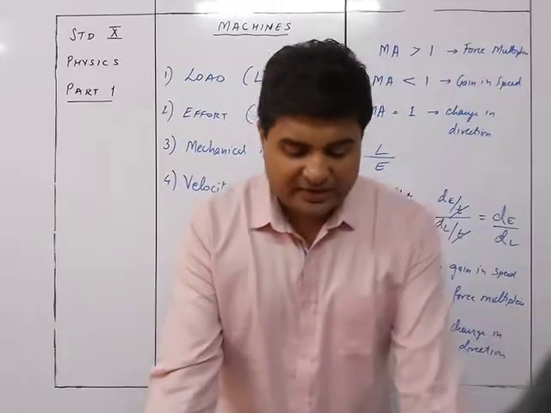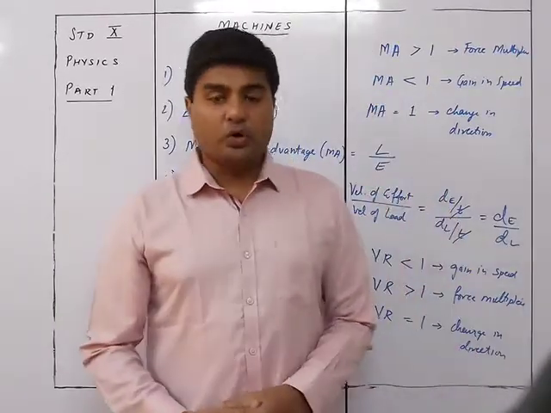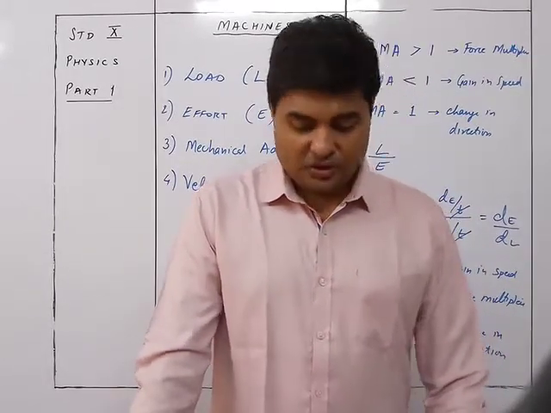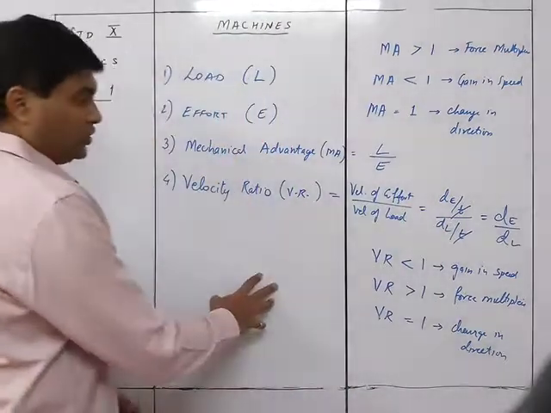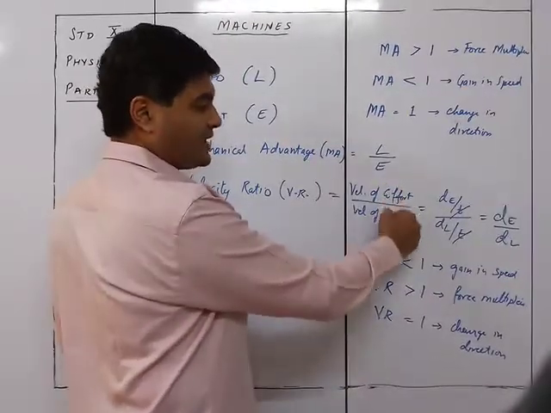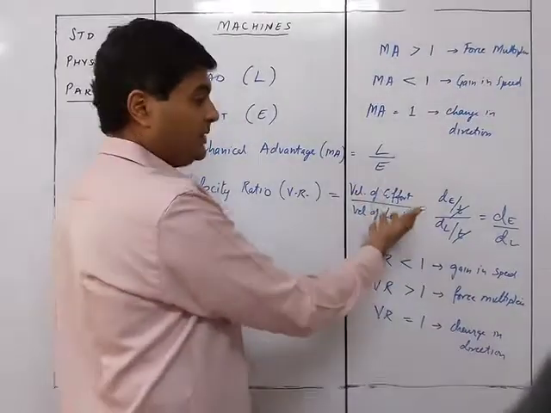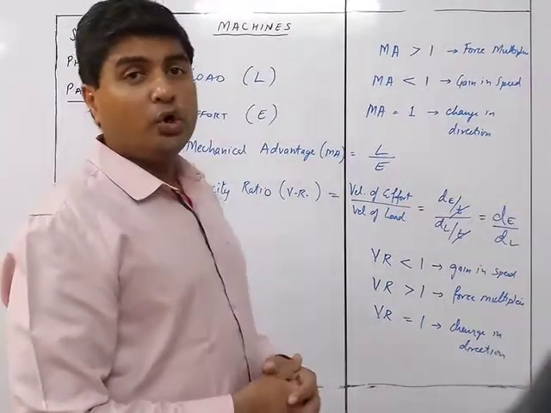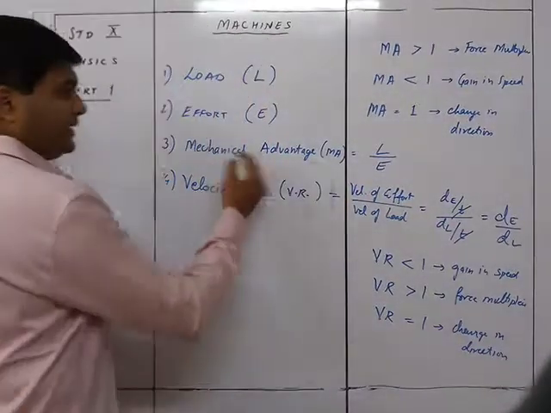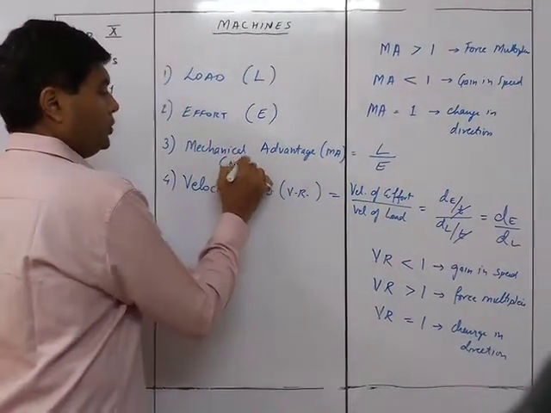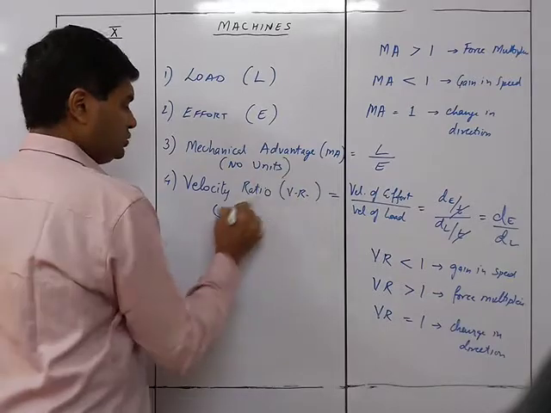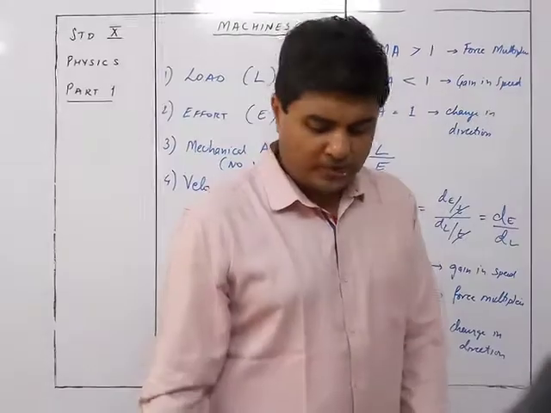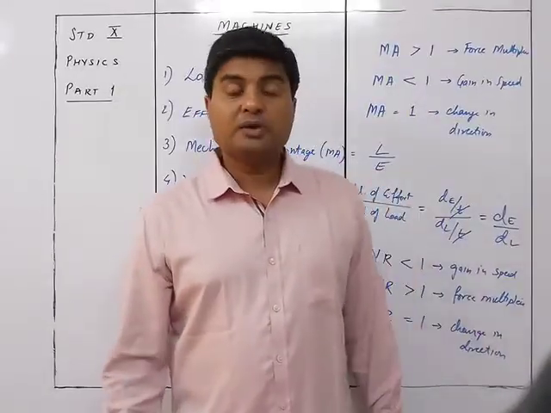So the velocity ratio of the machine is 1 if the displacement of the load is equal to the displacement of the effort. Such a machine generally changes the direction of effort. Since the velocity ratio is also the ratio of two similar terms, that is meter per second upon meter per second, or distance upon distance, meter per meter, they have no units. So the velocity ratio and mechanical advantage have no units since they are ratios.